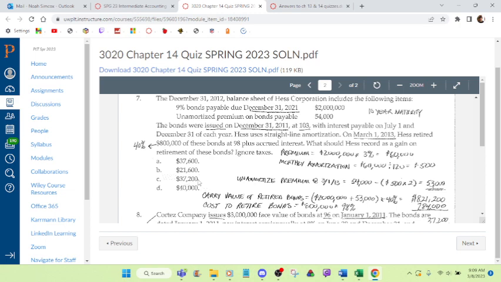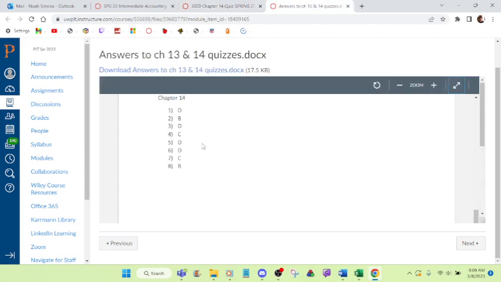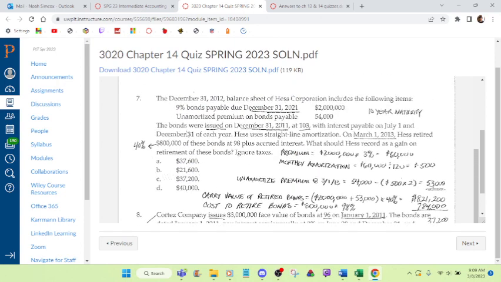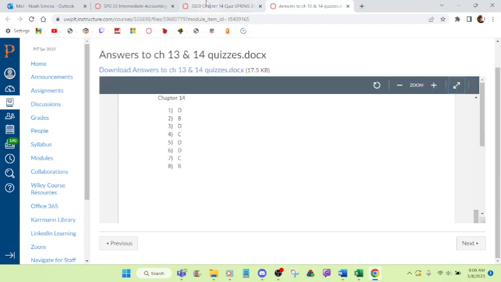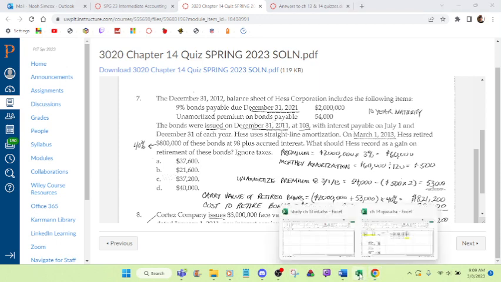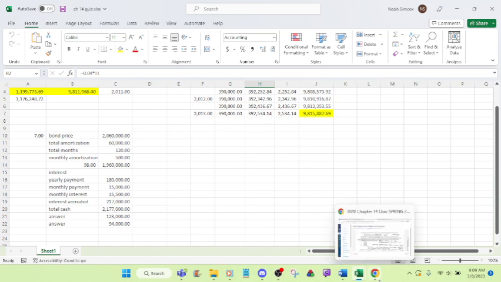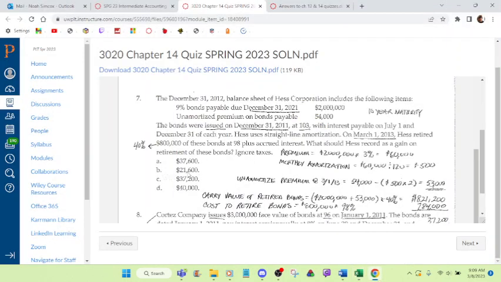Oh my gosh, I might have guessed right. I think I guessed C for 7, and then 8 was B. I got that wrong, but I did guess 7 incorrectly. 7 was C. What did I even get for 7? I got 94,000. The answer was 37,200. I wasn't even close. So I need to figure out 7.